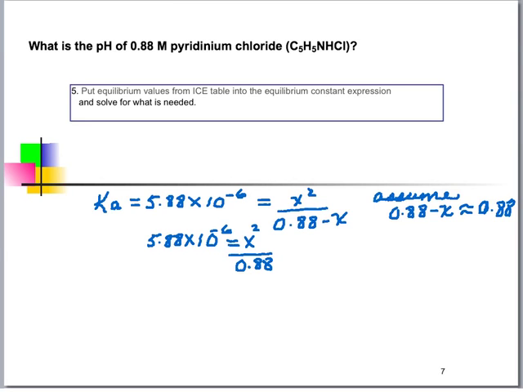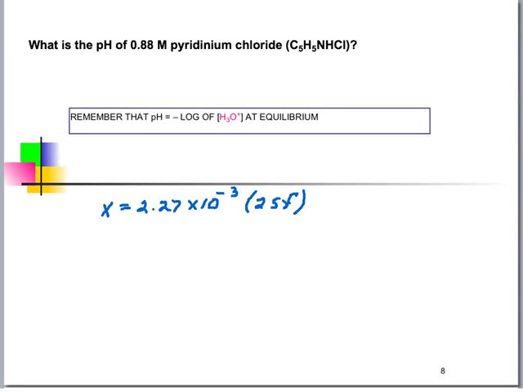When you solve that, x comes out to be 2.27 times 10 to the minus 3. Since 10 to the minus 3 would be one decimal place past the 0.88, you can see that without even doing a calculation, that number in fact will be negligible, so our assumption is okay. We therefore have solved for x.